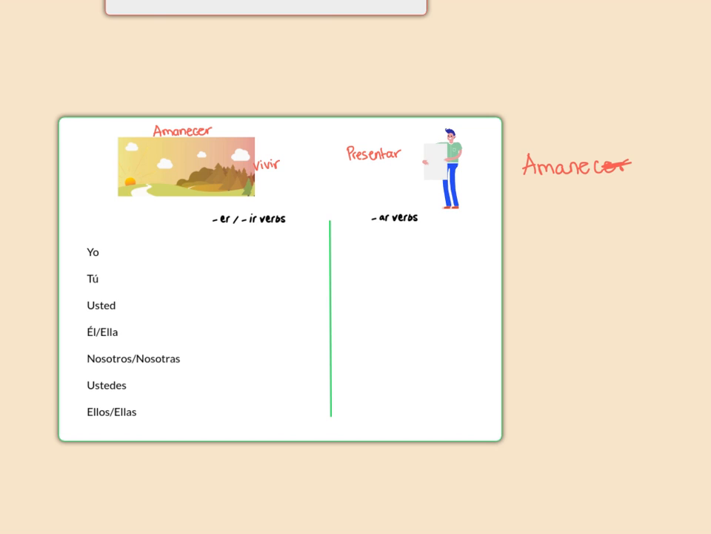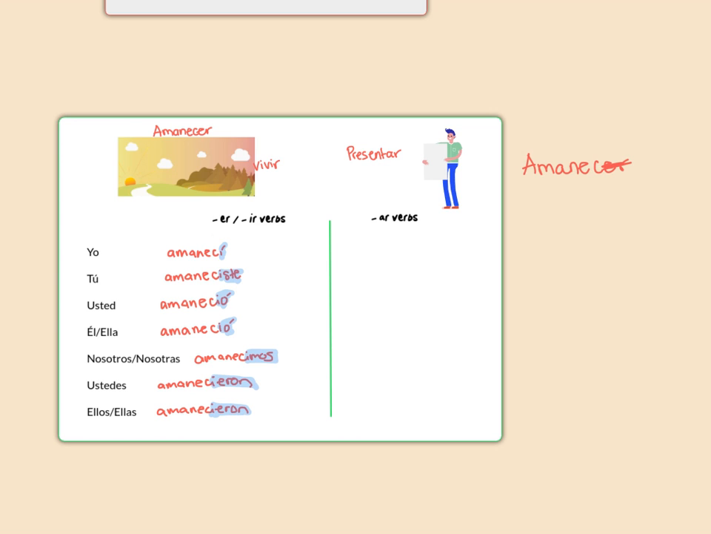So let's do it together so we can see what the appropriate endings to form the past tense in Spanish are going to be. So as you can see, I dropped my ER ending and I added the following endings. I added í for yo amanecí. I added iste for tú amaneciste. Usted amaneció. Él amaneció. Ella amaneció. Nosotros, nosotras amanecimos. Ustedes amanecieron. Y ellos o ellas amanecieron.